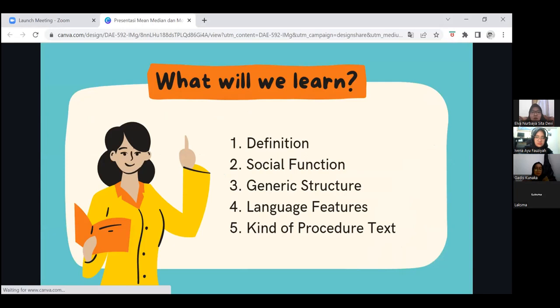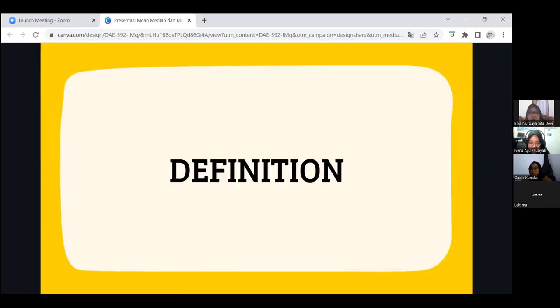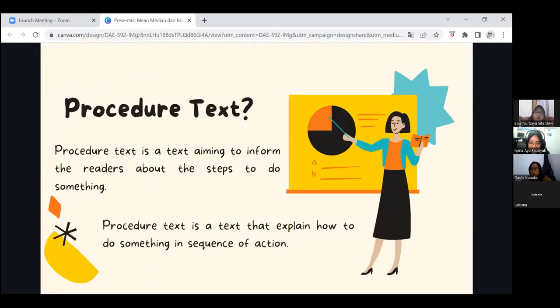Okay. What we will learn first is the definition. Second is social function. Third is generic structure. And fourth is language features. And last is kinds of procedure text. First, we are going to the definition of procedure text. So procedure text is a text aiming to inform the readers about steps to do something, or a text that explains how to do something in a sequence of actions.